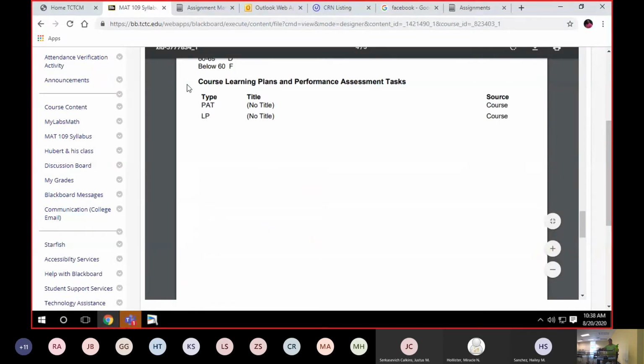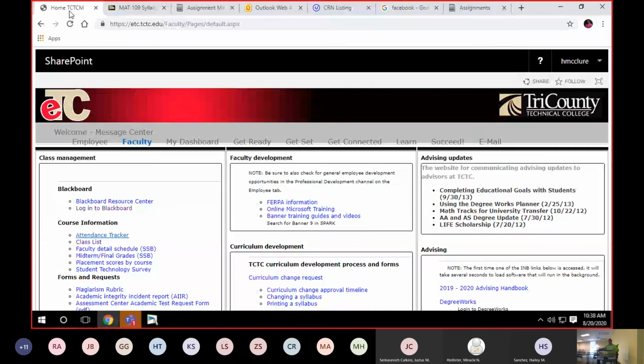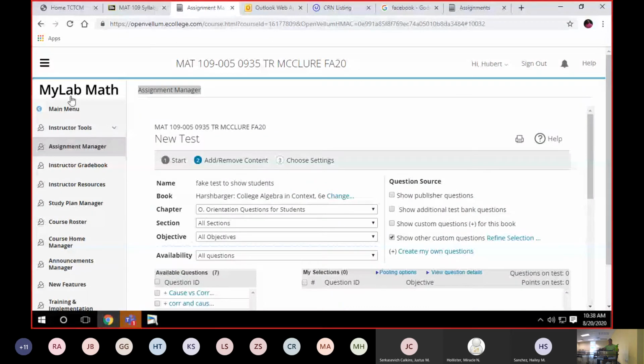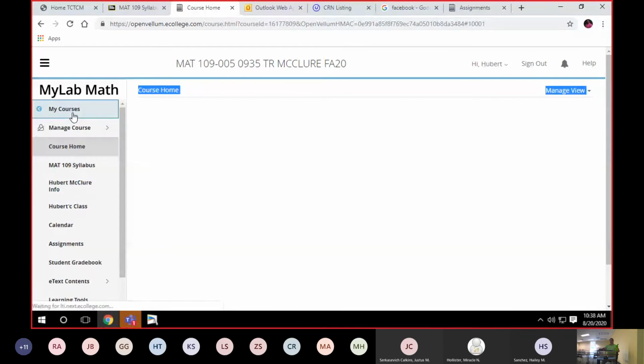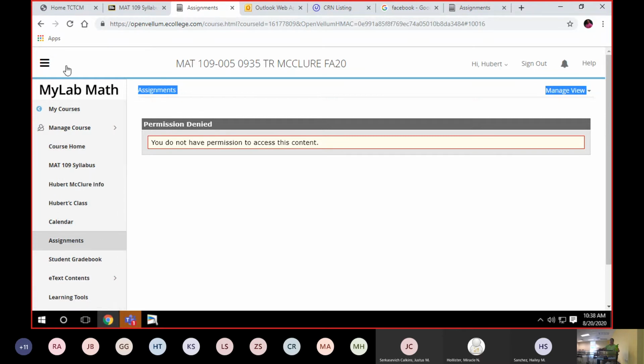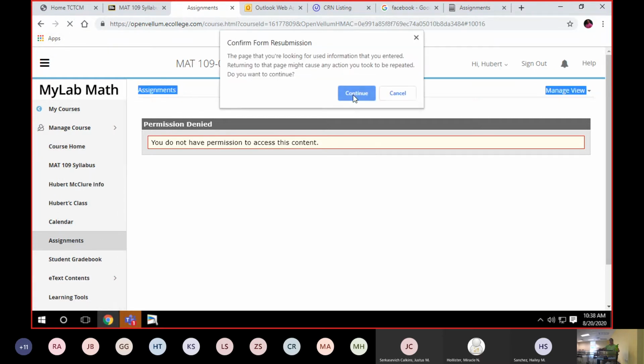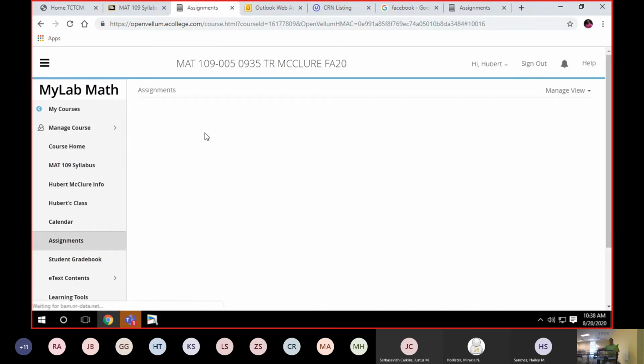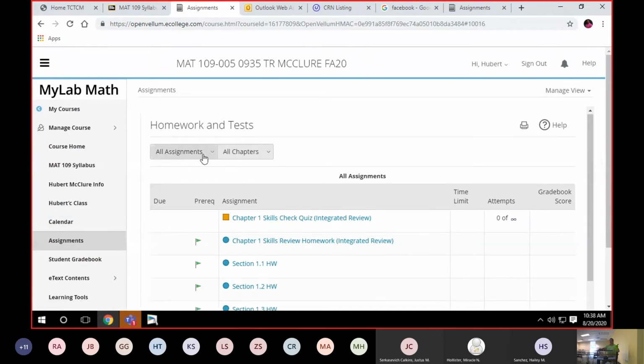Now, what about homework? I'm going to go back to, here we go, homework assignment. And this is the good part. And I got to hurry because I've got to pick up my son at 11 o'clock, so I've got to leave here by 10:45-ish, 10:50-ish. Okay, where is assignments? Main menu. This is my lab math. Okay, assignments. Don't tell me it's logged me out. There we go. Okay, here's assignments.